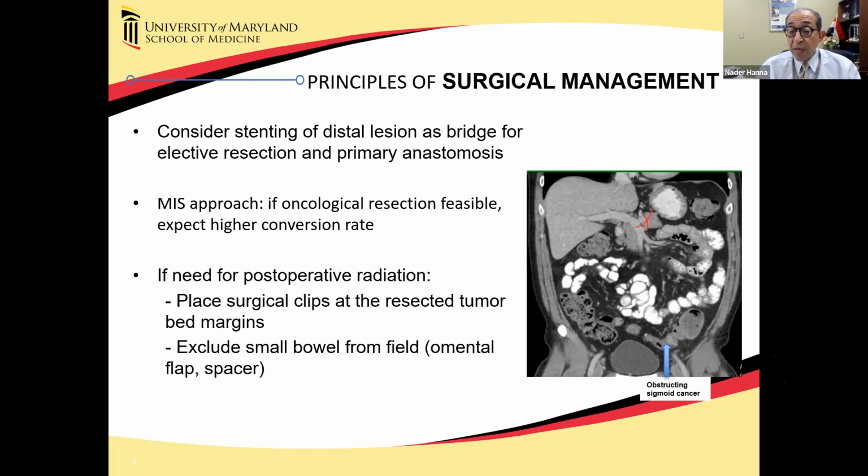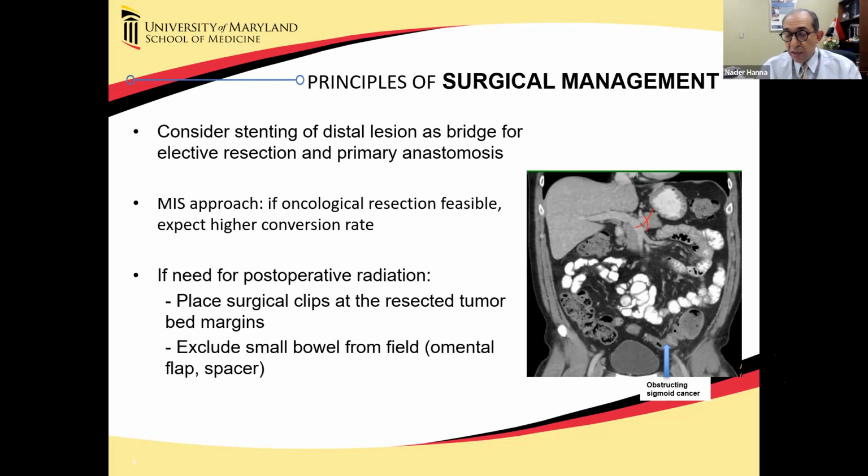Now, if you anticipate you're going to need postoperative radiation, especially for tumors invading into the abdominal wall, it's a good idea to place a surgical clip at the margin, so it would be a target for the radiation oncologist to know exactly the target area, which maximizes the benefit of the radiation. In certain areas, if you can exclude the small bowel from the field, that would be quite advantageous, because that will protect the small bowel from the dose of radiation that normally would be given.